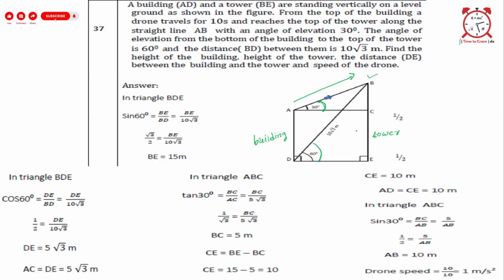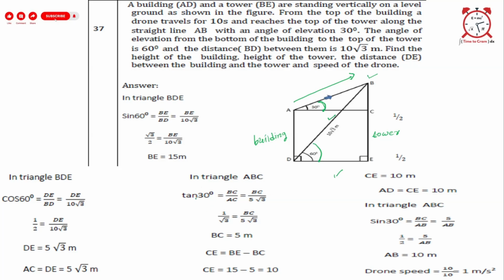Distance BD means this one. Find the height of the building, the height of the tower, the distance DE, which means this one, the distance between the building and the tower, and the speed of the drone. Look, how many questions are there? Four questions asked.